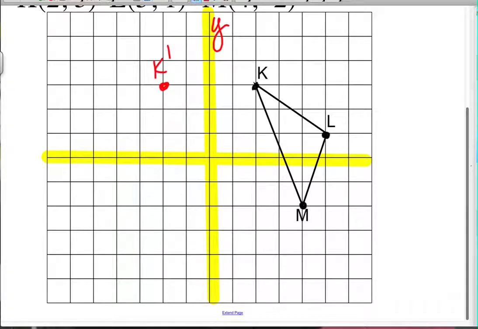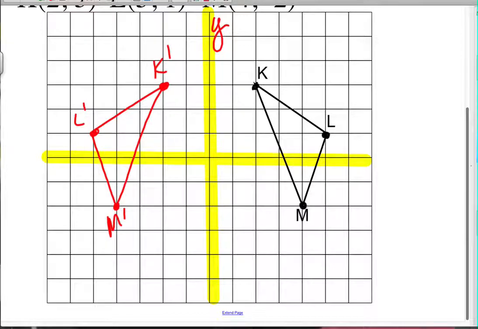K prime. L, 1, 2, 3, 4, 5 to the right, so 1, 2, 3, 4, 5 to the left. L prime. M, way down here, 1, 2, 3, 4 to the right, so 1, 2, 3, 4 to the left. M prime. Connect all of my new vertices. And there's my new image. Yep, it looks congruent. It just looks like I picked it up and flipped it over.